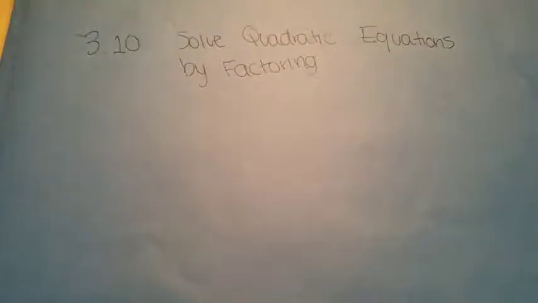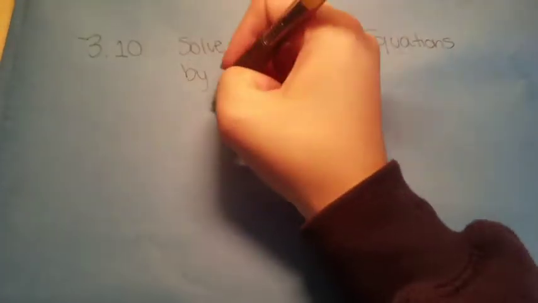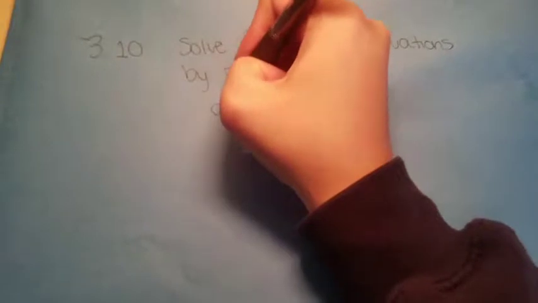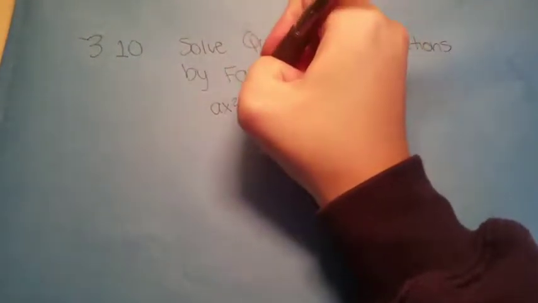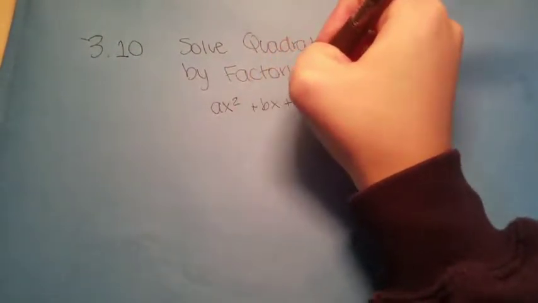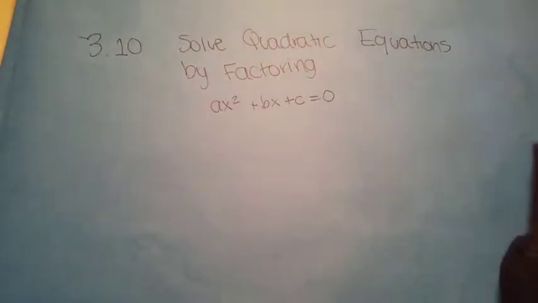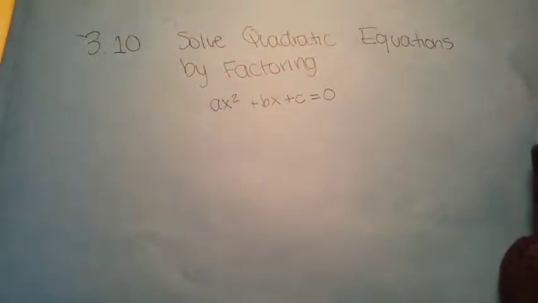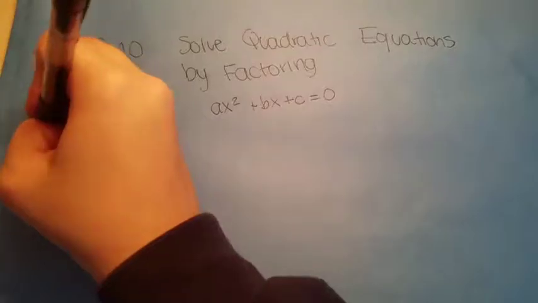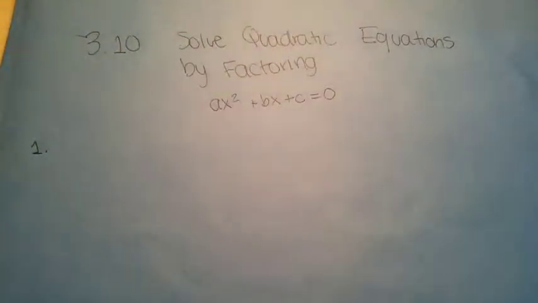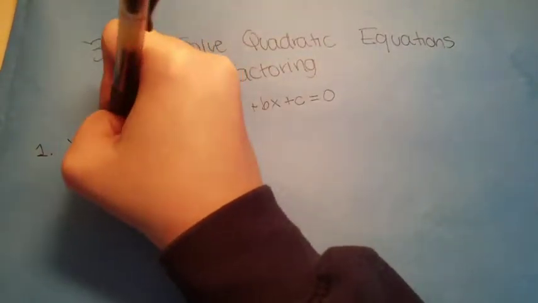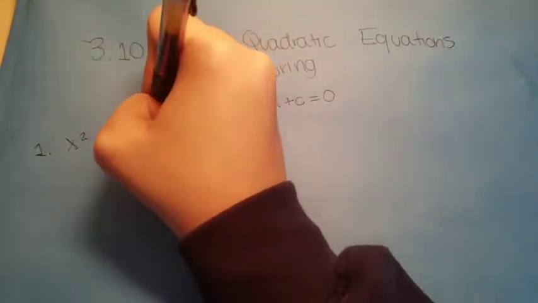This lesson is really easy, and since you already know what quadratic equations are, it shouldn't be too hard. So the quadratic equation is ax squared plus bx plus c equals 0. And factoring is practically just finding x while y is 0. So let's jump into our first example, which is x squared minus 13x equals 30.